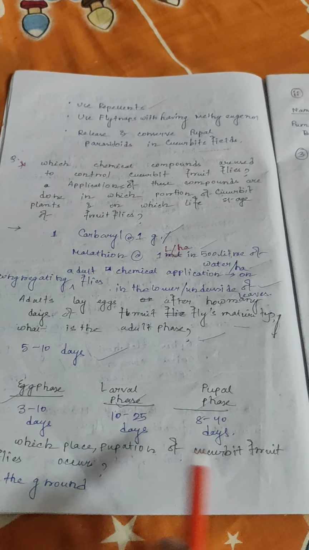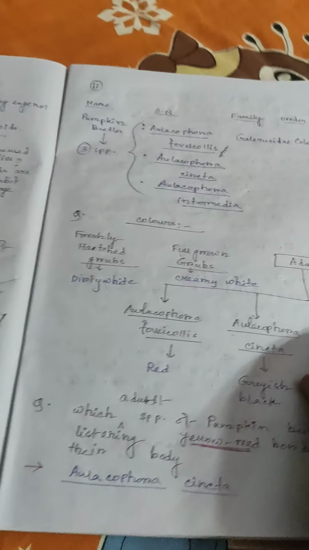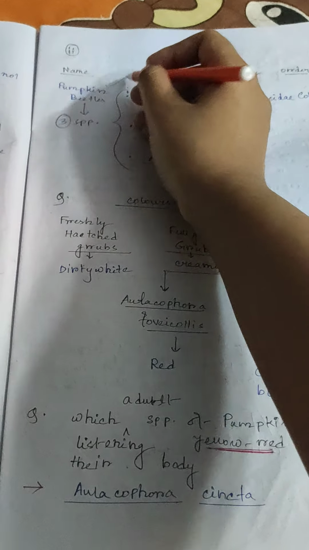In which place does pupation of cucurbit fruit flies occur? In the ground. Pupation occurs in the ground. The second type of insect pest of cucurbits is pumpkin beetles.